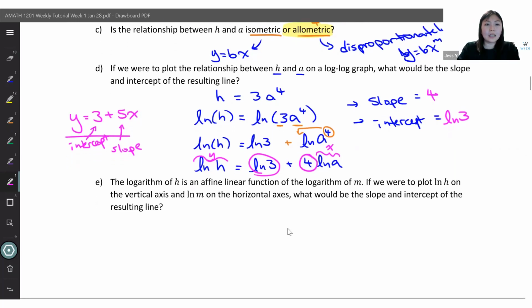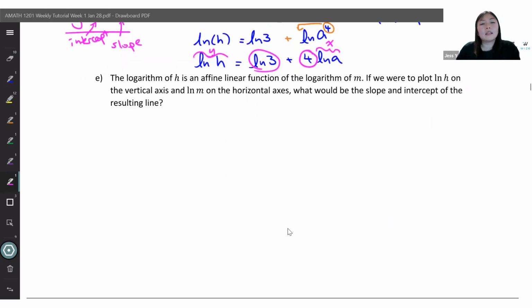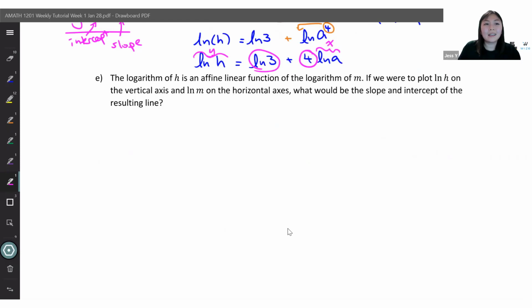Okay, part E, slightly trickier now. We have the logarithm of h, so the log or ln of h. They're telling us that that is an affine linear function. That's a fancy way of saying it's a line equation. So log of h is some kind of line equation of the log of m, meaning that we get our new y equals mx plus b if we log both sides, right?